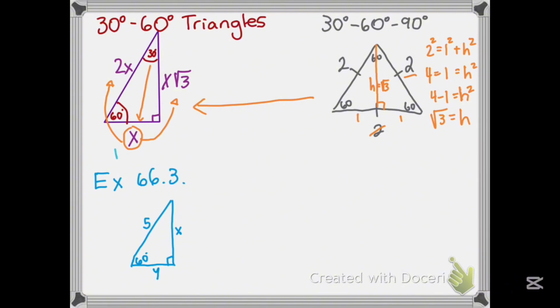What I want you to remember is that this guy is the bridge. Okay, the smallest side is the bridge. So if they give me the bridge, the smallest, I multiply to find the hypotenuse or to find the other side, the medium side. But if they give me the hypotenuse, I have to divide by 2 to find the bridge. Or if they give me the medium, I have to divide by the square root of 3 to get the bridge. Okay?